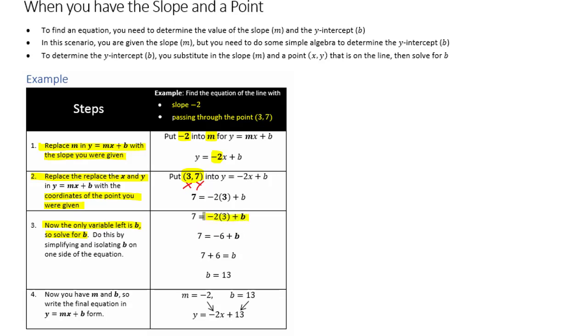So let's see what I did here, right? First thing I did is I multiplied the -2 and the 3 to get -6. Then I added the 6 to the other side. 6 plus 7 is 13. There's my b. And finally, now that you have m and b, write the equation.